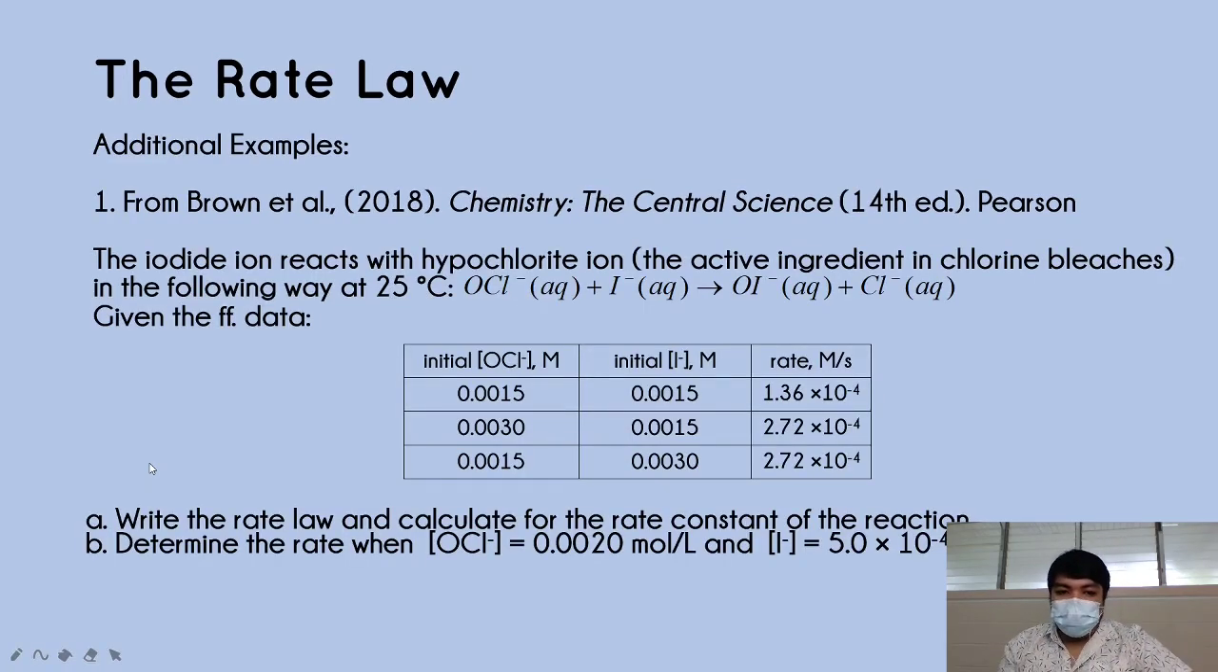Now let's have this one here. The iodide ion reacts with hypochlorite ion, which is the active ingredient in chlorine bleaches, in this reaction shown here. So we have this set of data. Now, from this data, we would like to determine A, the rate law and the rate constant of the reaction, and B, the rate when the initial concentration of your hypochlorite is this value, and the initial concentration of your iodide is this value.